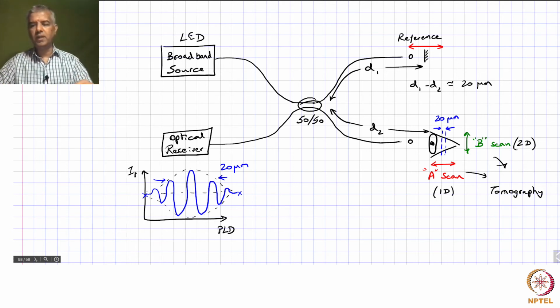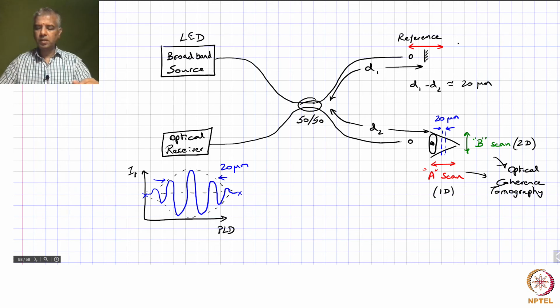So you can get a 3D tomography that is done, and this is made possible by using the coherence property of light. That's why it's called optical coherence tomography, right? So based on the low coherence of light, you are essentially doing this tomography.